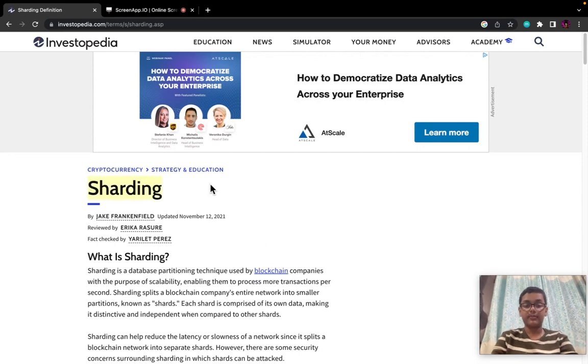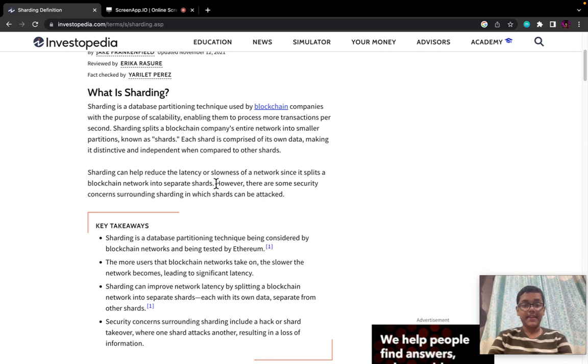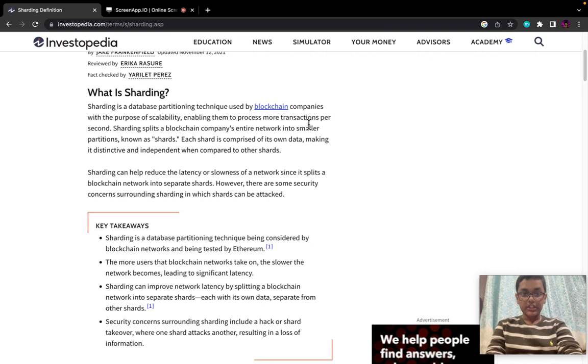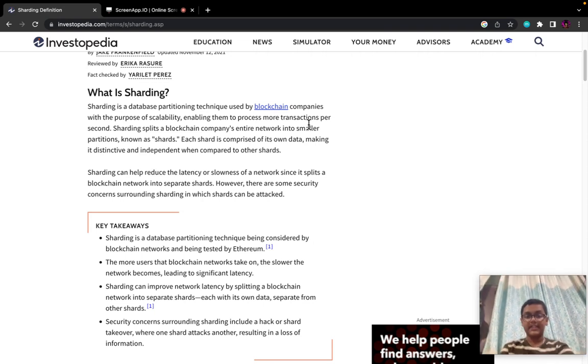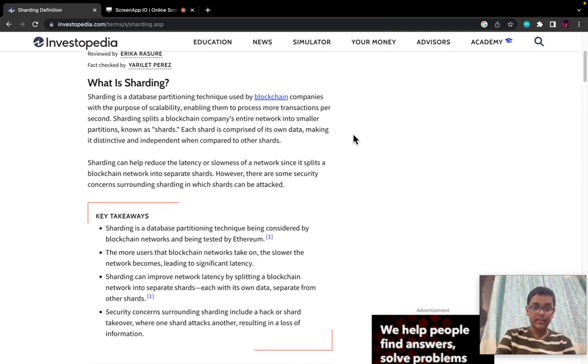Today we are going to talk about sharding. What is sharding? Sharding is a database partitioning technique used by blockchain companies with the purpose of scalability, enabling them to process more transactions per second. Sharding splits a blockchain company's entire network into smaller partitions known as shards. Each shard is comprised of its own data, making it distinctive and independent when compared to other shards.